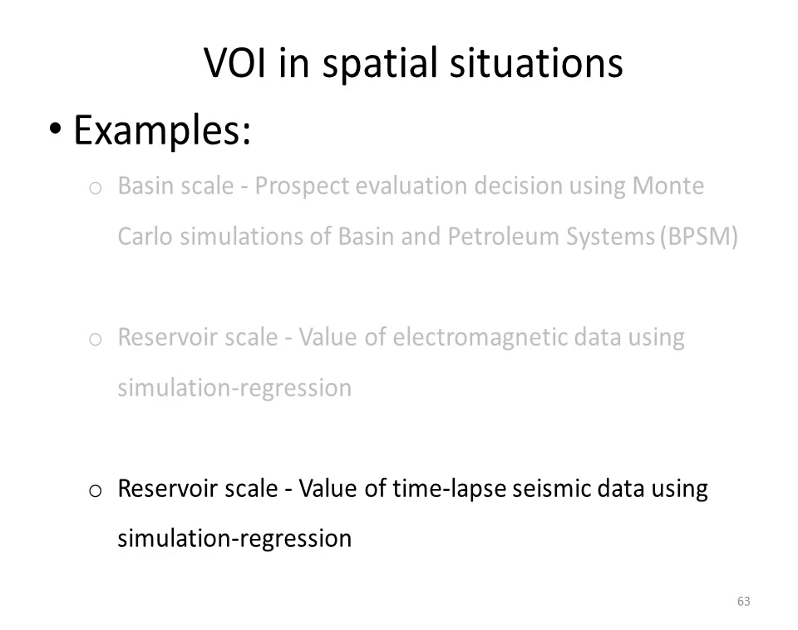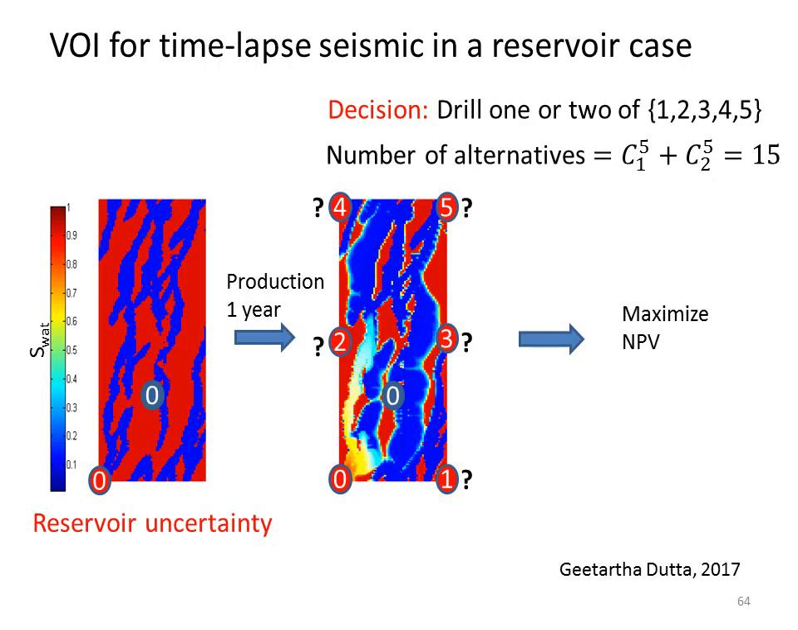The next one, value of time-lapse seismic data, again using the simulation regression approach. Here we have reservoir uncertainty, so the distribution of these channels is uncertain. We have production for 1 year, and then the decision is to choose among these alternatives, drill 1 or 2 future wells, and so there are 15 possible alternatives. And of course we need to maximize the NPV. This example is done by our PhD student Geetarth Datta.